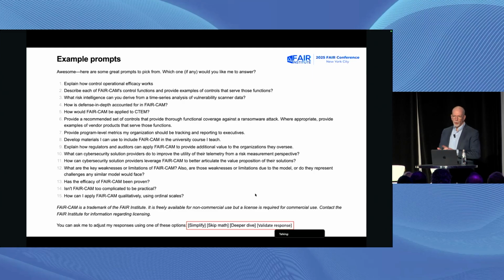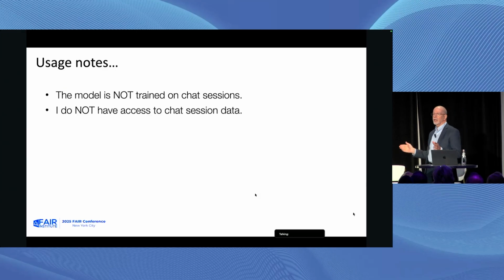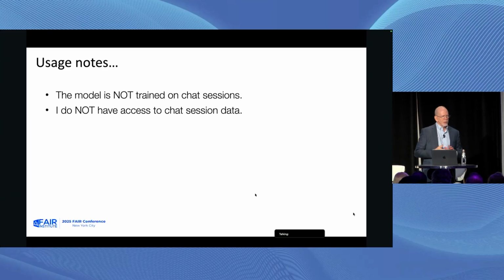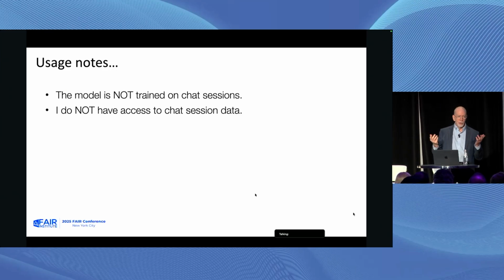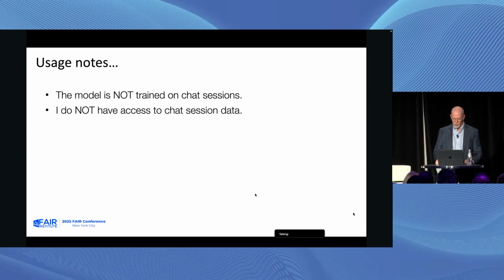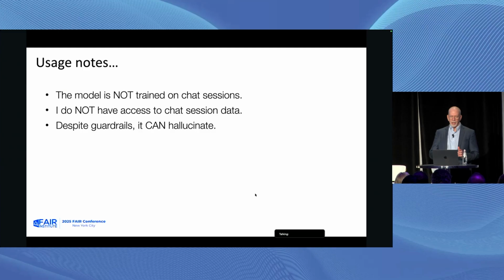So, a few new usage notes. The model is not trained on chat sessions. Okay? I do not have access. I have no idea how this is being used. It's been out there for a month, at least a month now. I have no idea if anybody's using it, what questions they're asking it, or anything like that. No visibility into metrics around it, which frustrates the heck out of me. Even with the guardrails, it can hallucinate, but it has been remarkably reliable after the validate response function. It's been very, very good.